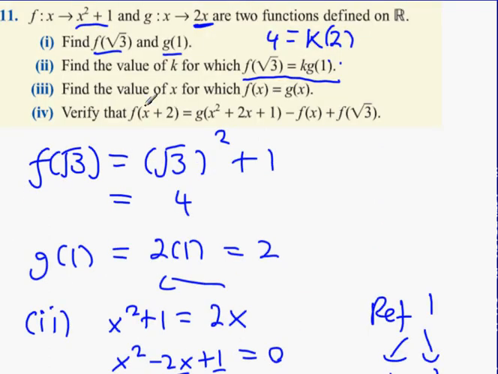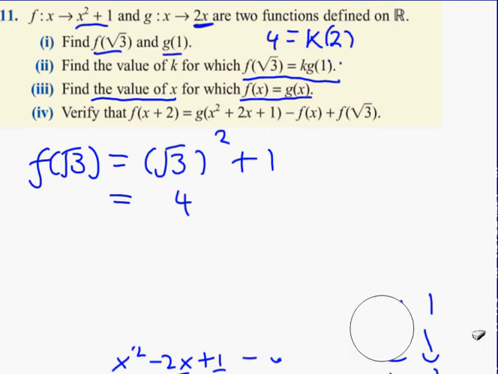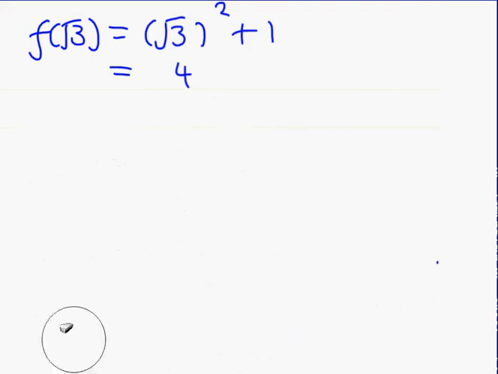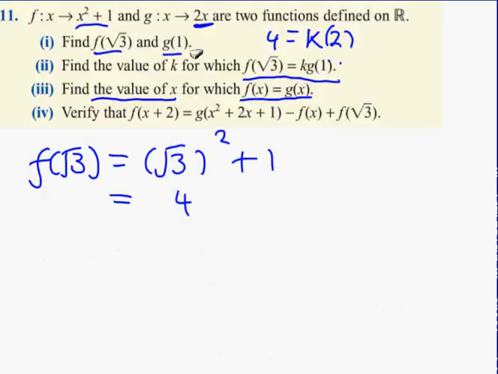If you read the question, find the value for x for which this happens. Now finally, the hardest part of it all. Now this is going to be tough. Can anybody tell me how you would go about doing the last one, or even getting attempt marks for the last one? How would you find out what f of x plus 2 is? What does that mean?